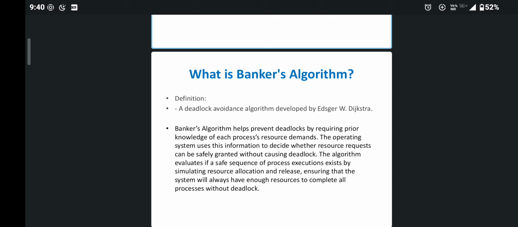Banker's algorithm helps prevent deadlock by requiring prior knowledge of processes and resource demand. On the basis of resources and demand, the operating system uses this information and decides which resource is going to which process. The algorithm evaluates if a safe sequence of process execution exists by simulating resource allocation.